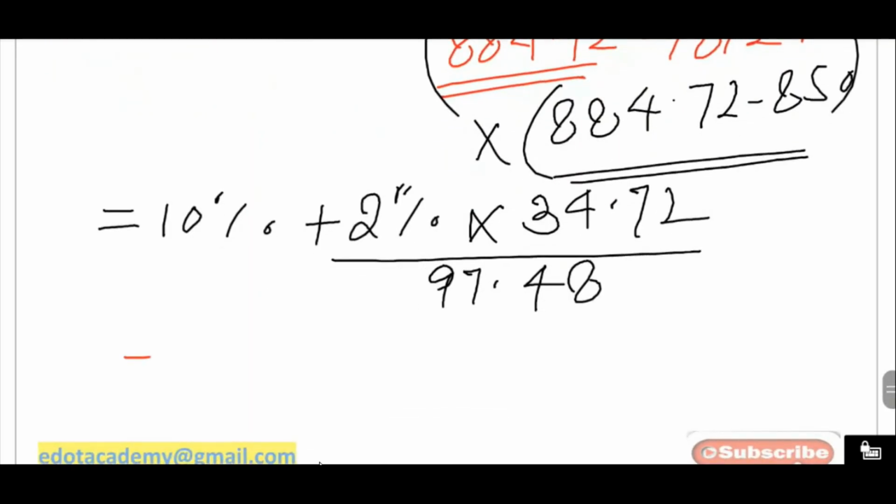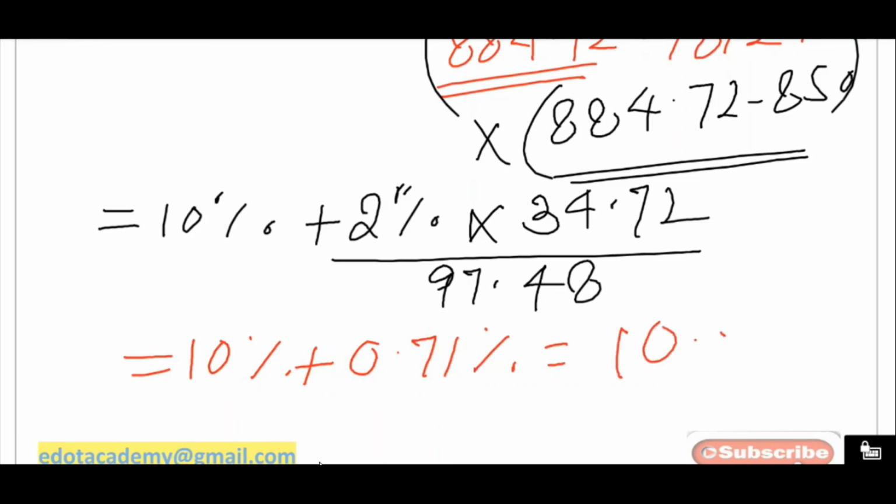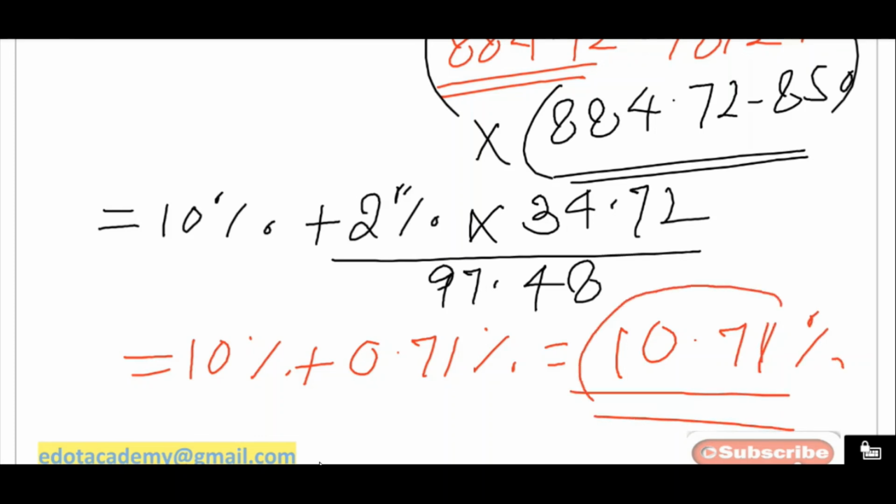So when you divide, we'll get 10% plus 0.71%. If you add them, we are getting 10.71%. So this is the YTM. That means if this is the rate of interest, our present value of cash flow will be equal to the market price of the bond.